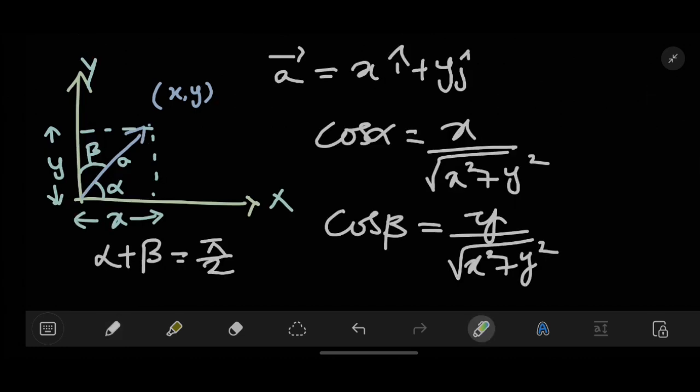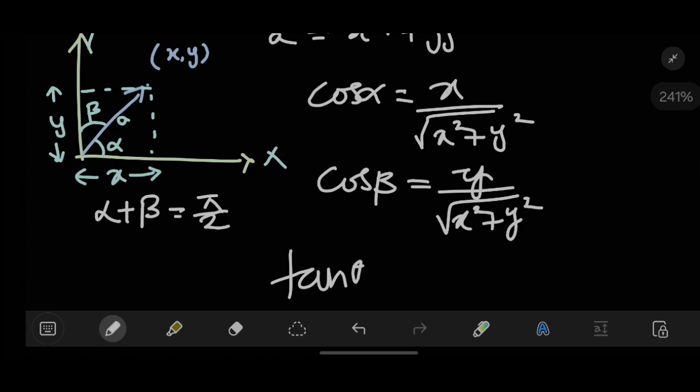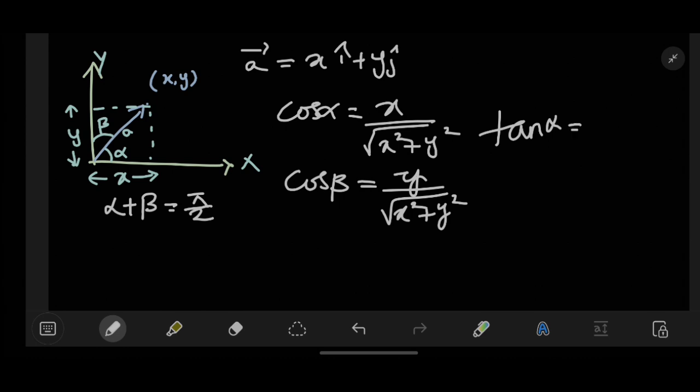See, now cos, how we have understood, this is adjacent by hypotenuse. These formulas we already studied in trigonometry, right? And this one is also the same, adjacent by hypotenuse. Like this is adjacent and this is hypotenuse, right? So those magnitudes we have divided, that's it. That is nothing but cos alpha and cos beta. Now how do we understand tan alpha and tan beta? Simply, what is the first formula for tan theta? Opposite by adjacent, right? By using this basic trigonometric formula we can write it.